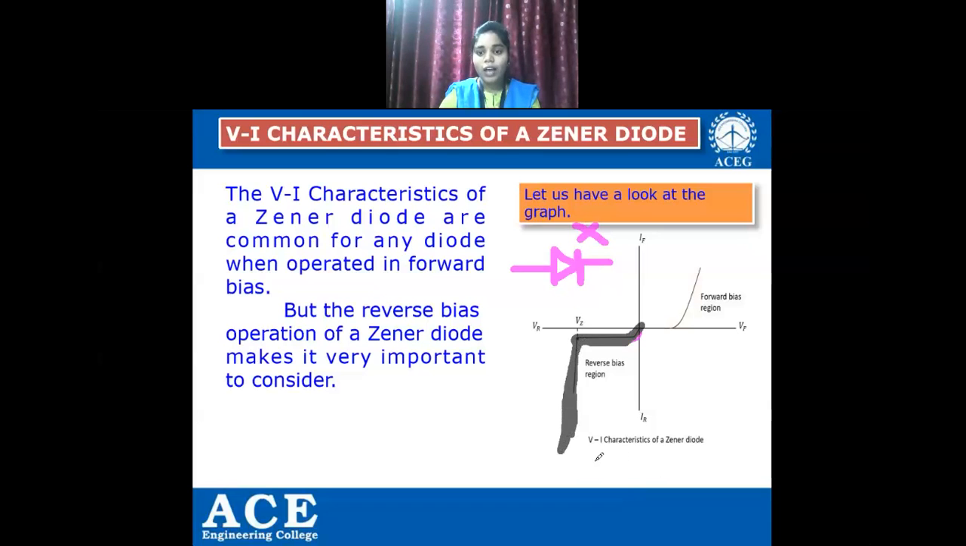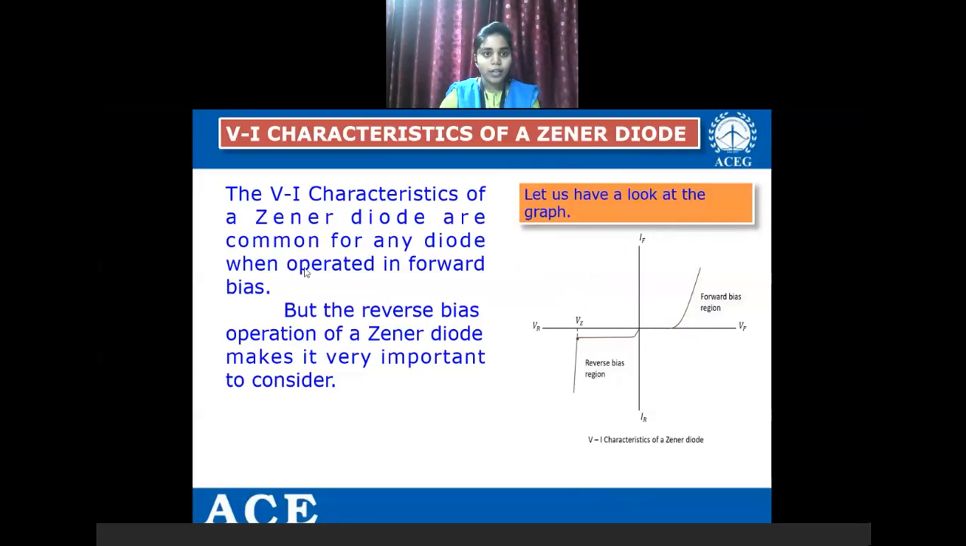This is what a Zener diode is going to do: allow current in the reverse bias direction. Now, this is a Zener diode. It will allow current in reverse bias also. Right. Now, this is the VI characteristics of a Zener diode. You can see here, the VI characteristics of a Zener diode are common to any diode when operated in forward bias. Yes, in forward bias, whatever VI characteristics we get are the same as our normal diodes, or the same as our PN junction diode.